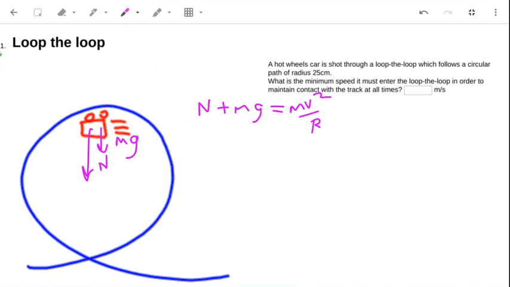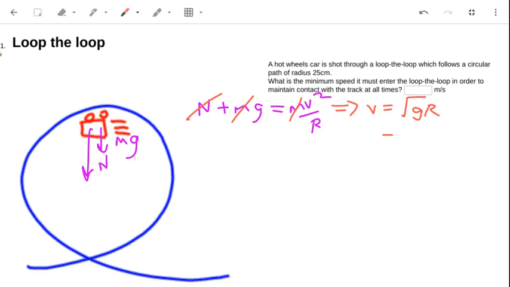Now, it's saying this thing again where it's "maintain contact," and that essentially means that it's in contact up until the reaction force here equals 0. So we're going to take that limiting point and say that the reaction force equals 0, and that gives us mg equals mv squared over r. Cancel the masses, and it's quite simple then to work out the speed at the top of the loop.